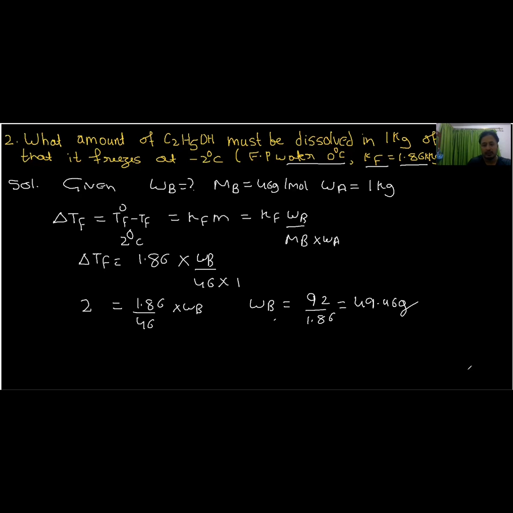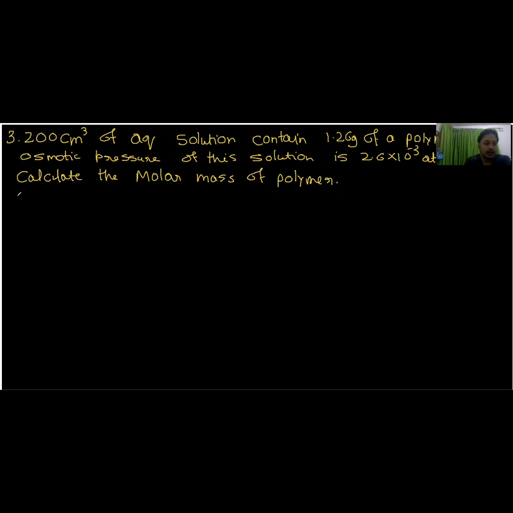Now let's see another question, that is question number 3. Question number 3 is: 200 centimeter cube of aqueous solution contains 1.26 gram of a polymer. The osmotic pressure of the solution is given to you, that is 2.6 into 10 raised to minus 3 atm at 300 Kelvin. You have to calculate the molar mass of the polymer. That means the molar mass of the solute you have to find. So let's do the solution.